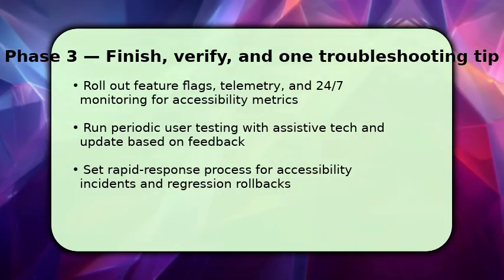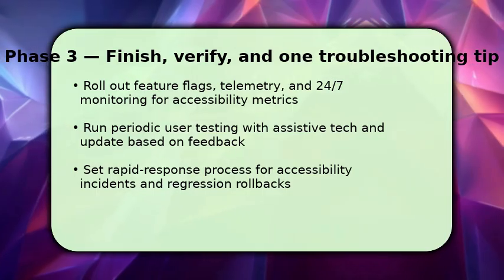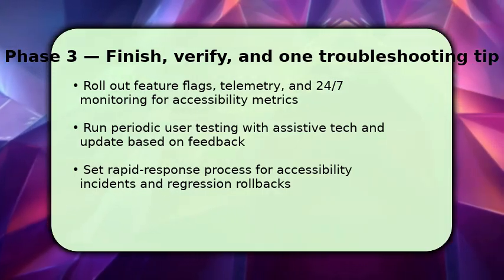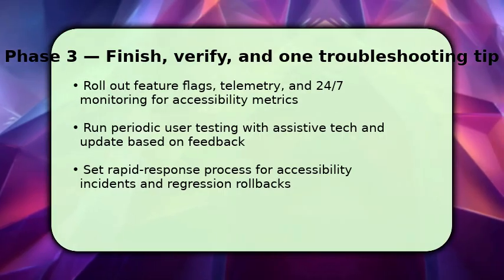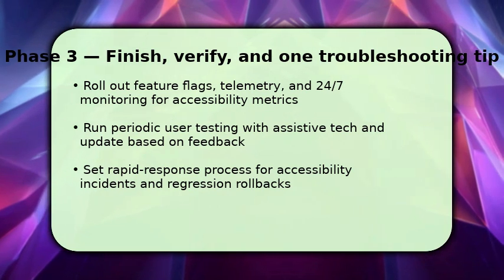Make sure to include a rapid response process for incidents and a rollback plan for regressions. If something goes wrong, first reproduce the issue with the same assistive tech and telemetry trace, then patch, test, and push a hotfix immediately.